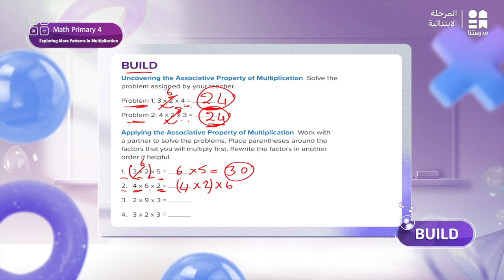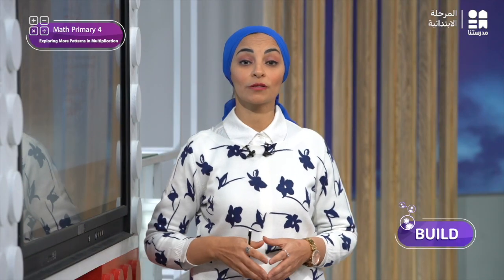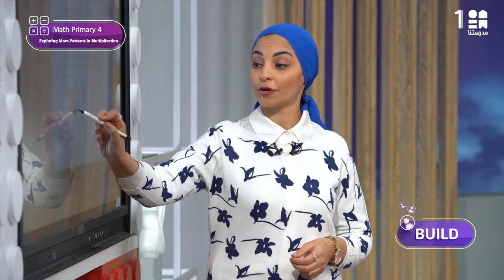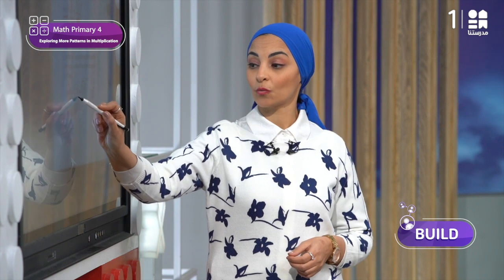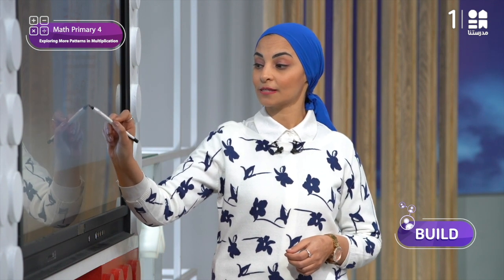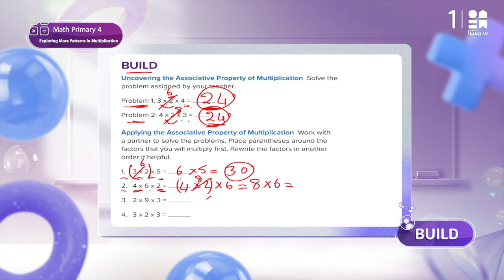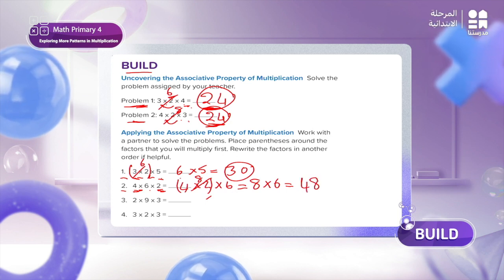Why am I doing this? To solve it in the easiest way. When I have brackets, I must solve the brackets first. So 4 times 2 equals what? Equals 8. So here I have 8 times 6. 8 times 6 equals what? Yes, 8 times 6 is 48, and this is my answer.